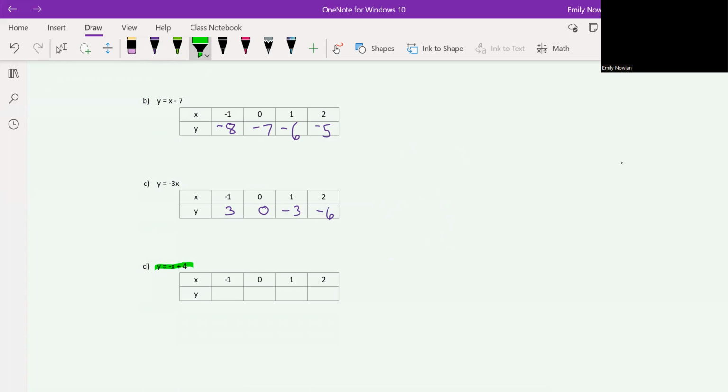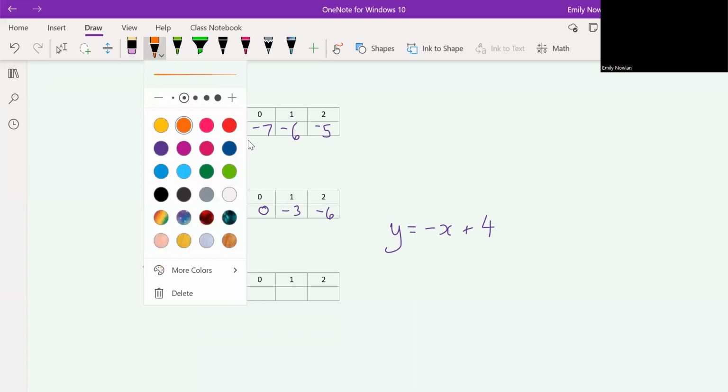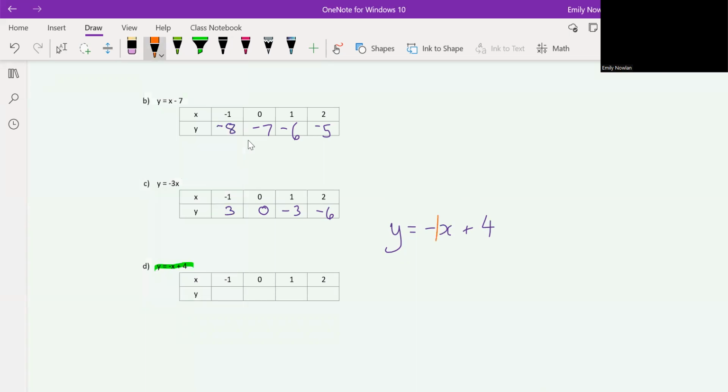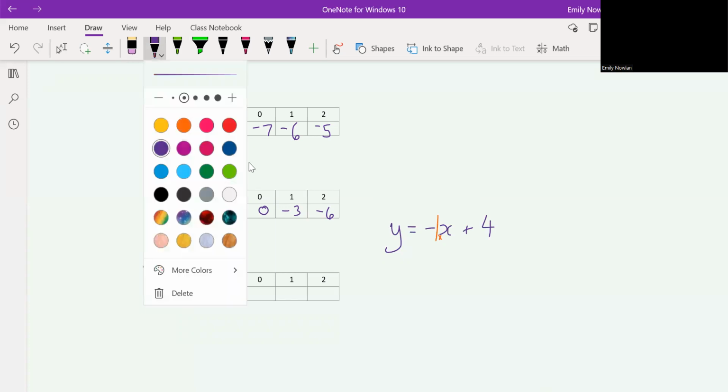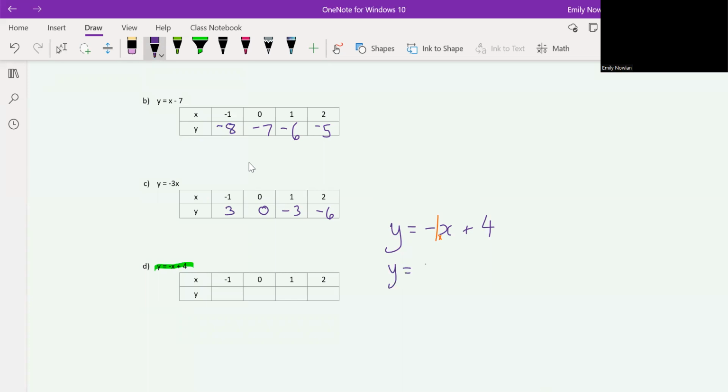Y equals minus x plus 4. Now, what does that mean? Y equals minus x plus 4. So that minus x actually means a minus 1 times x. That's what it means. When you have just minus x in front of something, it actually means minus 1 times x. And then we have to add the 4.